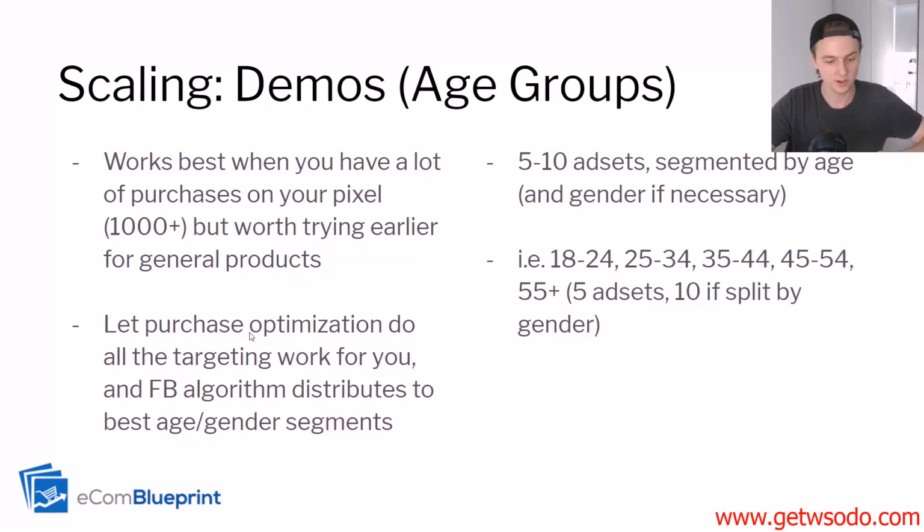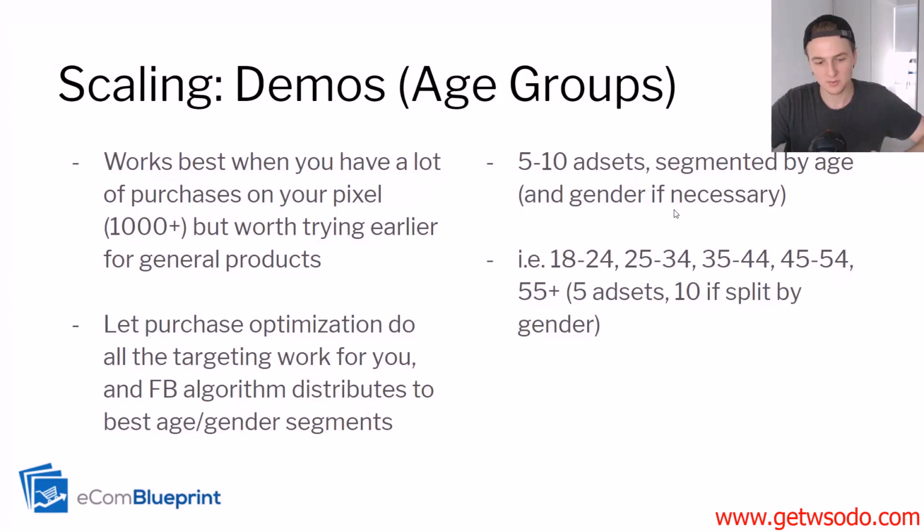This is what purchase optimization does, if you didn't know. If you're optimizing for purchases, it looks at the past purchase data on your pixel, finds people similar to that, and then targets those people. So even without any targeting at your ad set level, it's still going to pick out the right people using purchase optimization. That's why you need a lot of purchases on your pixel before attempting this strategy. But I wrote here that it's worth trying earlier for general products, and I'm going to show you an example of that in a second.